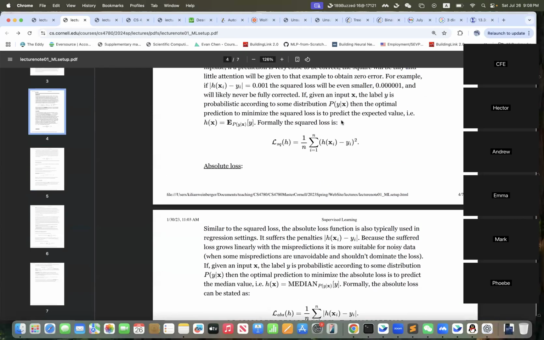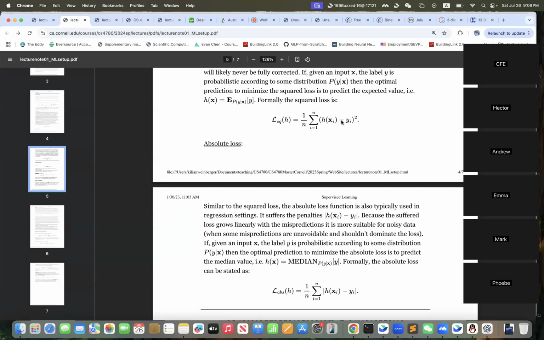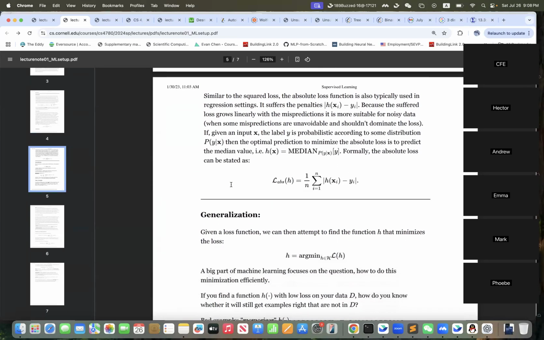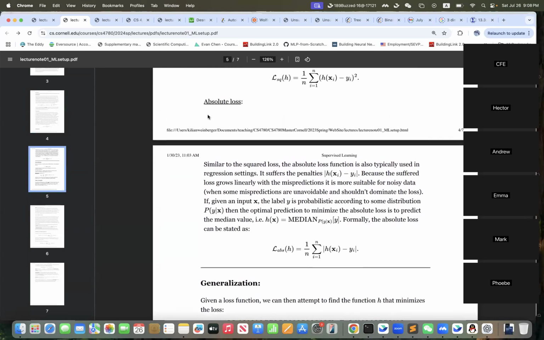So start another record. Okay, so let's go over the absolute loss and the generalization as the last part of our lecture. Okay, so maybe Chloe, can you help us read this paragraph?